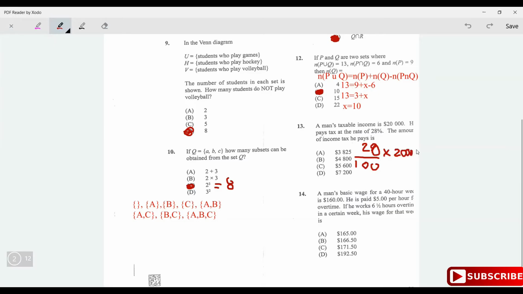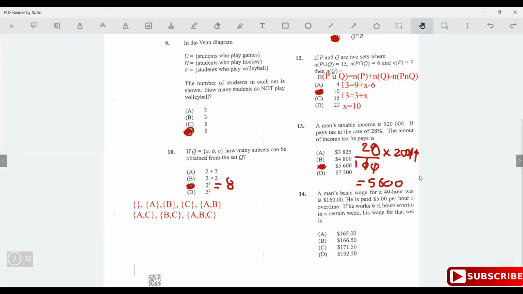And so as you know, this 0 cancels this, this 0 cancels this. And so it's 28 times 200, which is 5,600. Easy question. Next question.